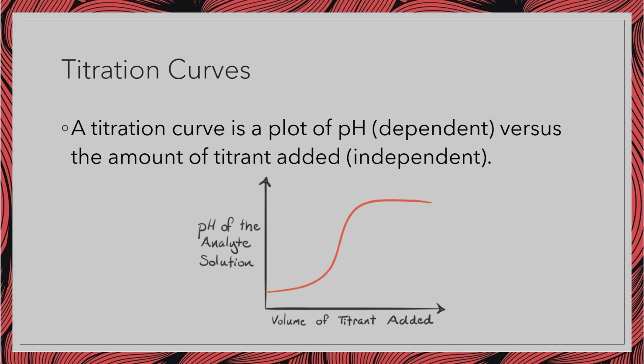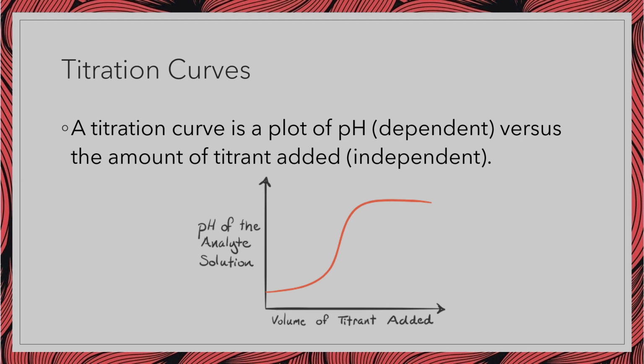Now, this is a titration curve. It's a plot of pH, which is our dependent variable, versus the amount of titrant added, which is our independent variable. So on the bottom, on our x-axis, as we increase the volume, we measure the pH. So we're changing the volume of titrant added, analyzing the pH. That's what it looks like there.